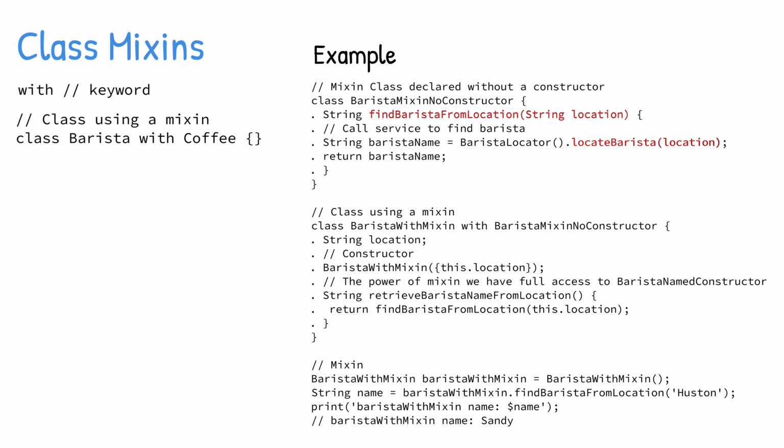Now, usually you would have multiple methods in the class to perform different code logic. The class barista with mixin uses the barista mixin no constructor mixin class via the with keyword. Classes that use the mixin can declare constructors. In this class, you have the method retrieve barista name from location that calls the mixin class method find barista from location to retrieve the barista name from a location. Notice that you call the find barista from location without specifying the class it belongs to.